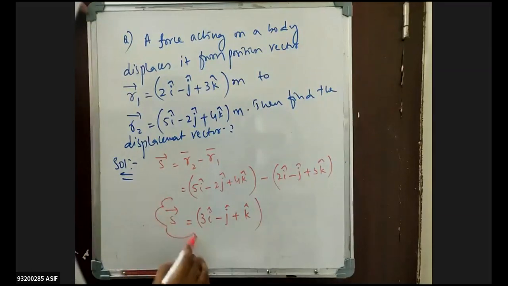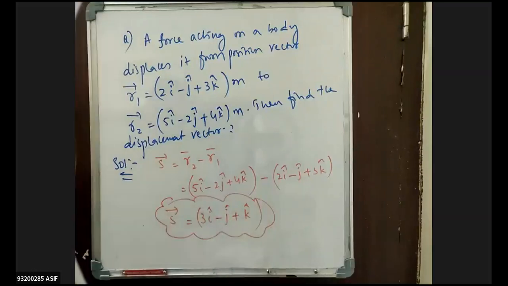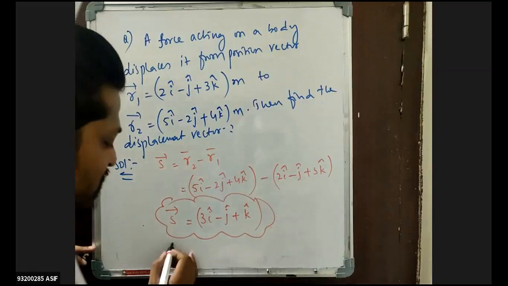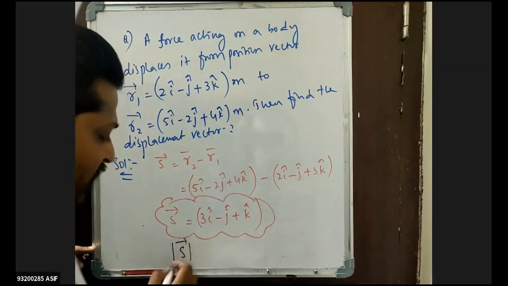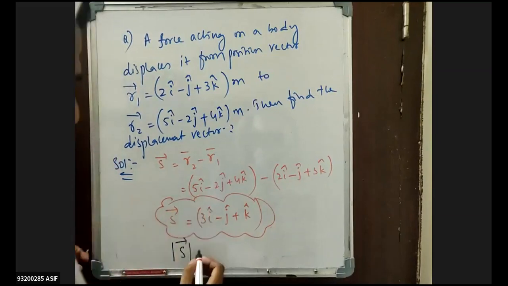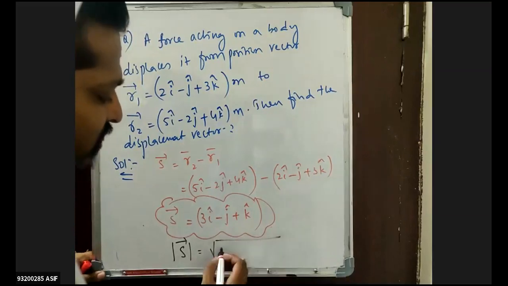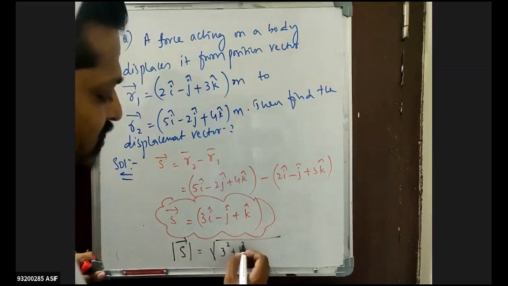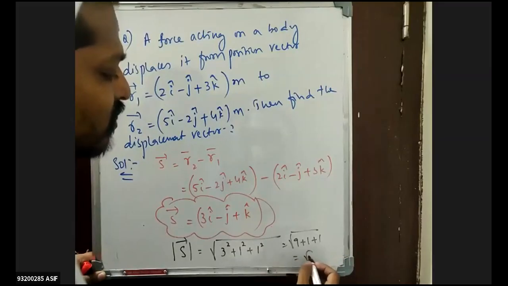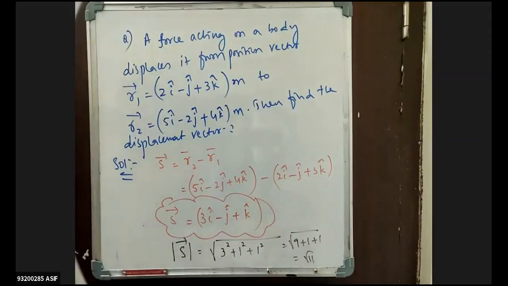This is in vector form. If someone is asking its magnitude, can anyone tell me the magnitude of this one, beta? If we are writing the magnitude, we write it with the mod symbol, two lines. The magnitude will be equal to under root of 3 square plus 1 square plus 1 square, that is equal to 9 plus 1 plus 1. So that will be equal to root 11. Clear?